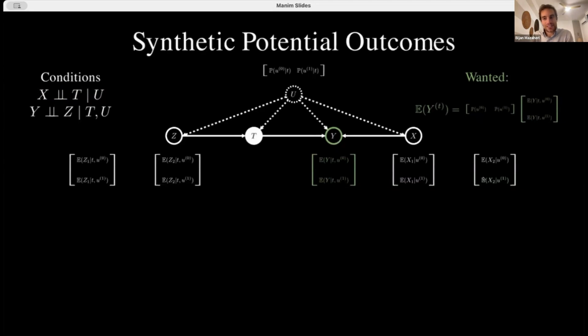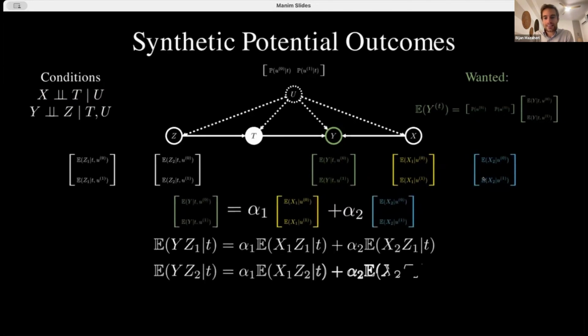And I'm going to use a very simple fact from linear algebra, which is that I can write that column vector that I want as a linear combination between those two vectors for X. So if I could just find what those coefficients alpha are, then I would be able to express that vector in the unconditioned on T case and get the inner product that I want. How do I find those alphas? Well, I just write some linear equations which I can solve for.